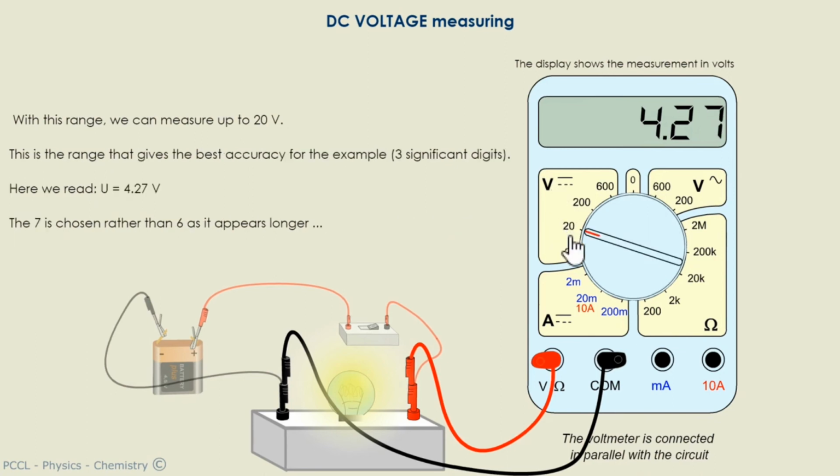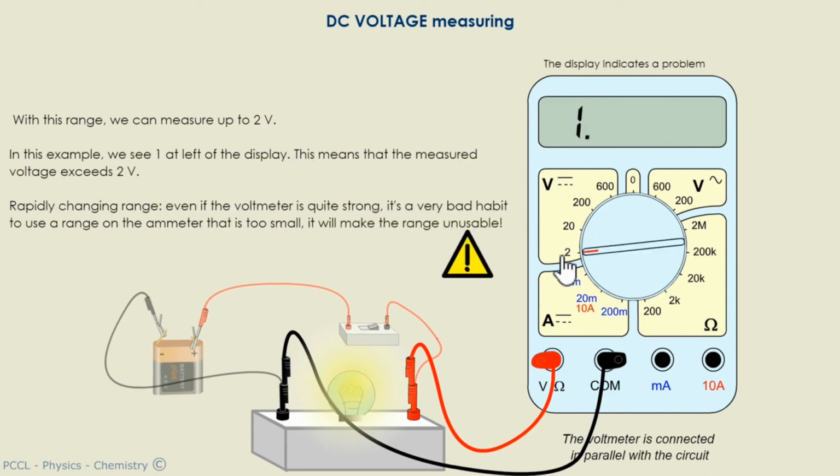We can even go to 20 volts, since we can measure with this range up to 20 volts. So we can read 4.27. Can we go to 2 volts to measure this voltage? Certainly not. We avoid doing it.